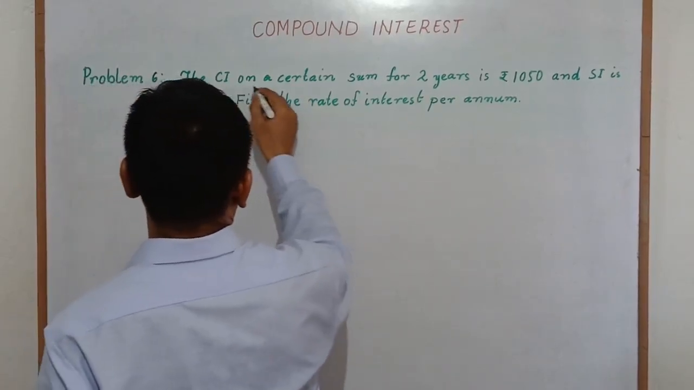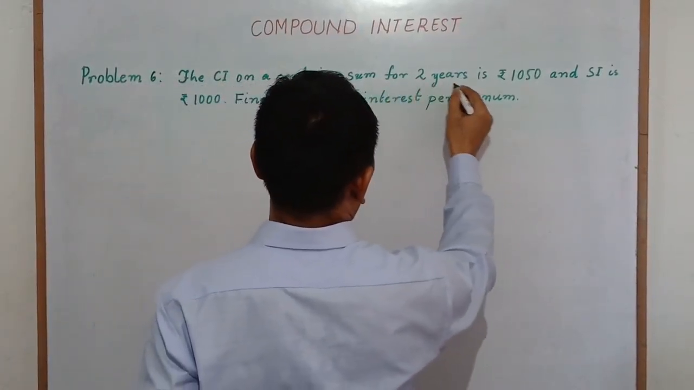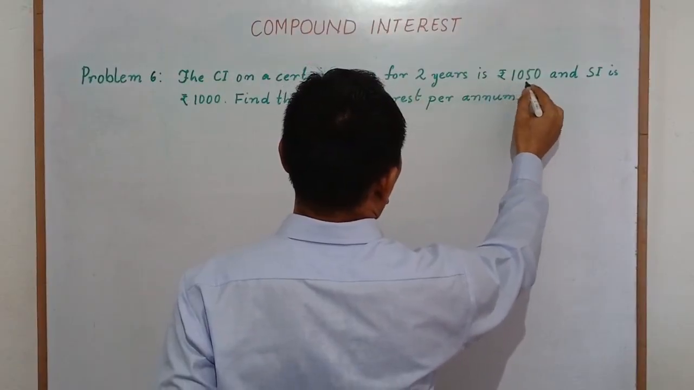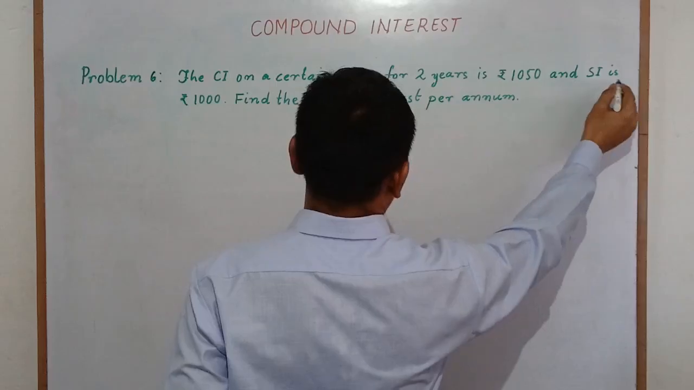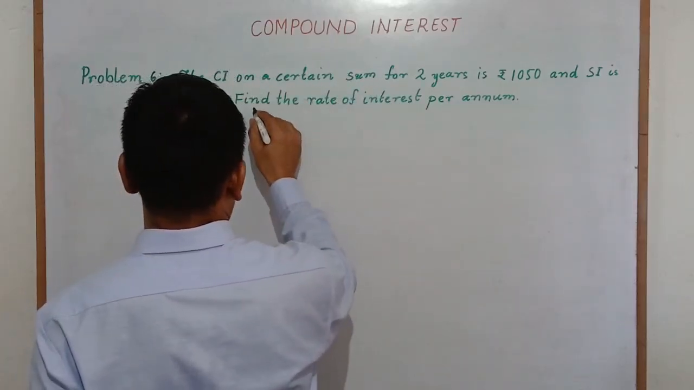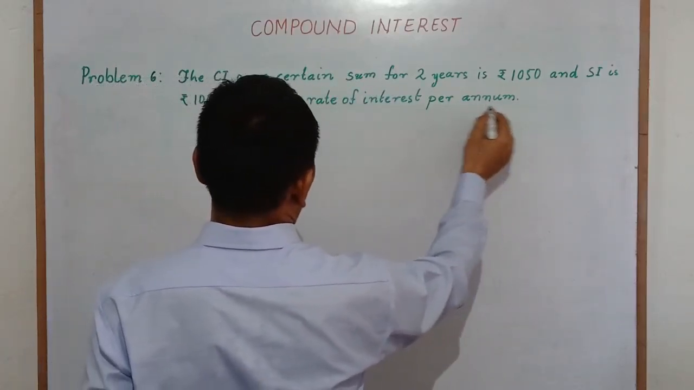Problem 6. The compound interest on a certain sum for 2 years is rupees 1,050 and SI is rupees 1,000. Find the rate of interest per annum.